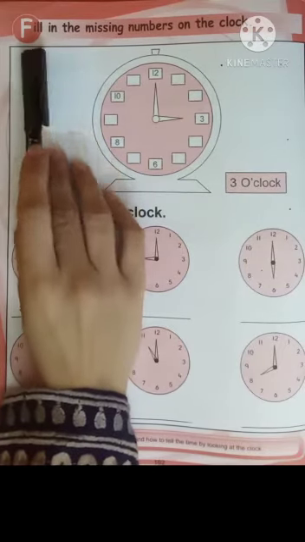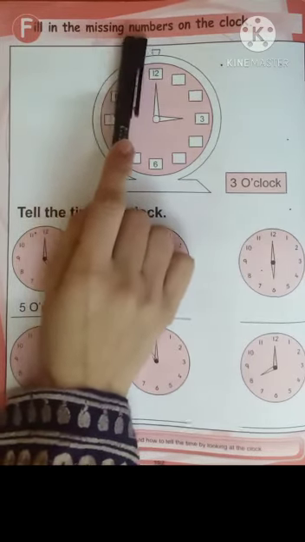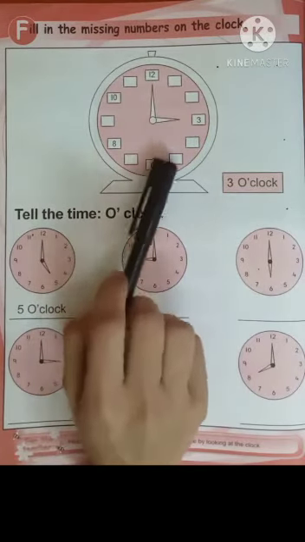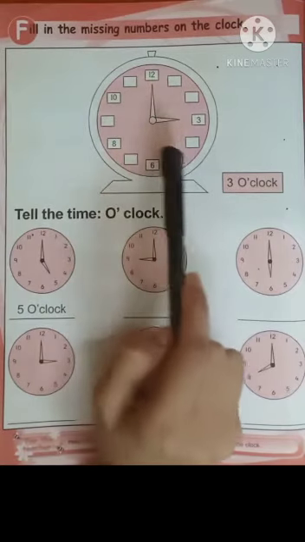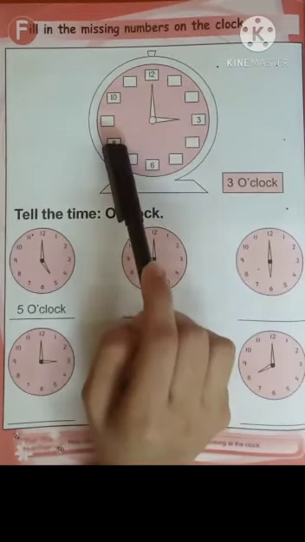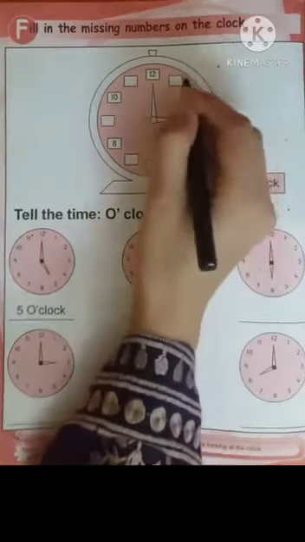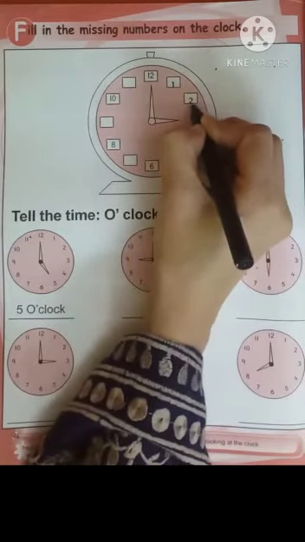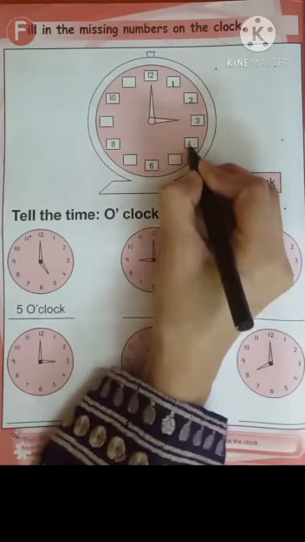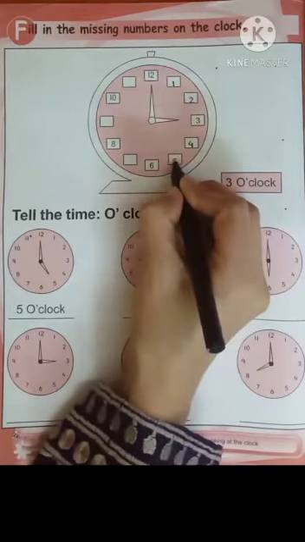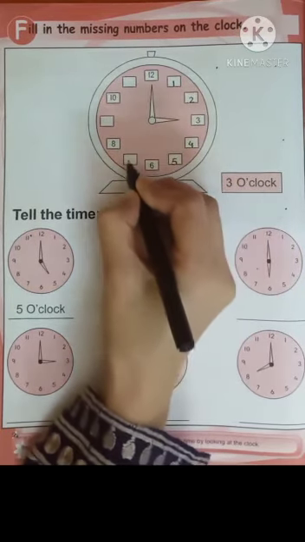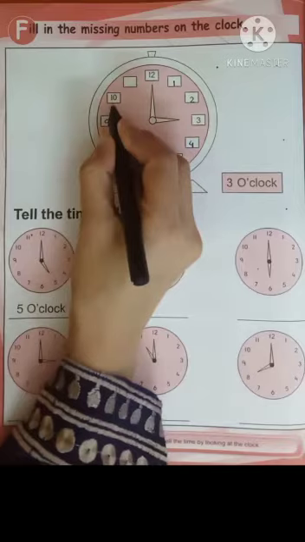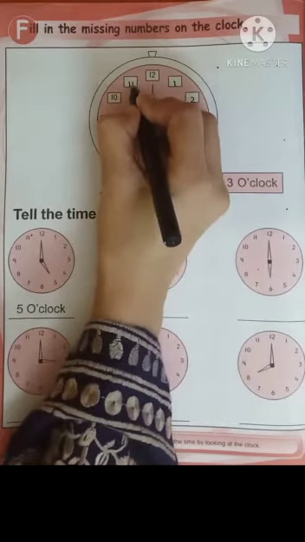On this page we have an activity: fill in the missing numbers on the clock. Students, this is a picture of a clock and some numbers are missing here. So we will write the missing numbers. Firstly, we will start from 1. Right here, 1, 2, the next one is 3, 4, 5, 6, 7, 8, 9, 10, 11 and 12.